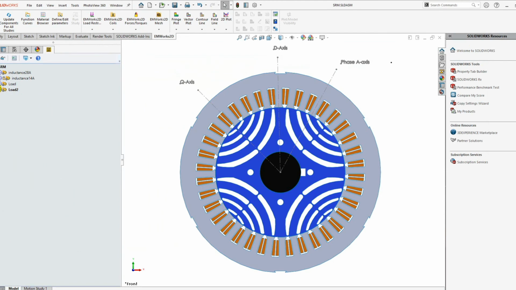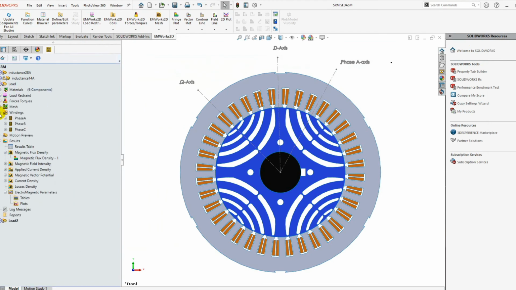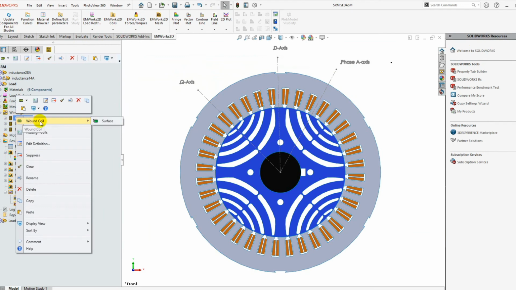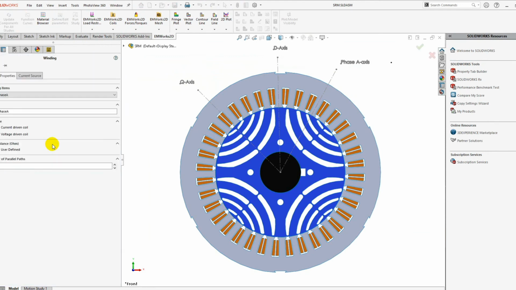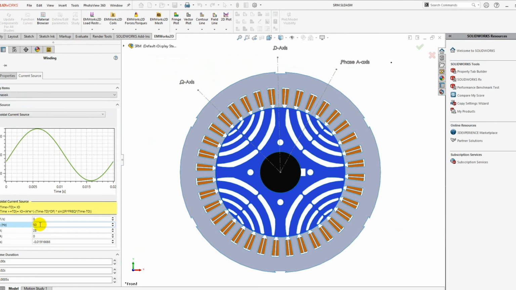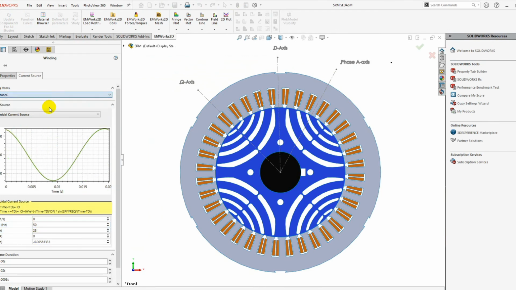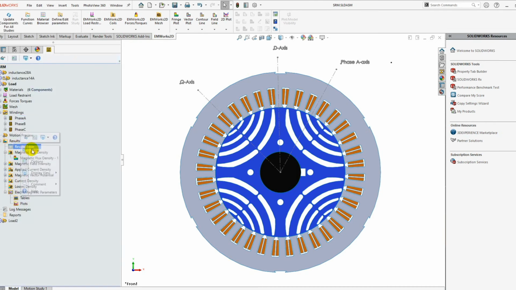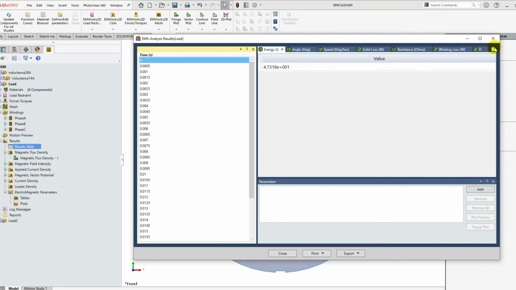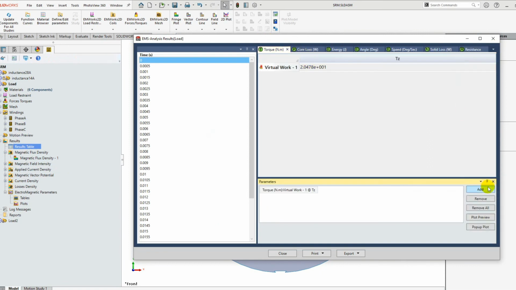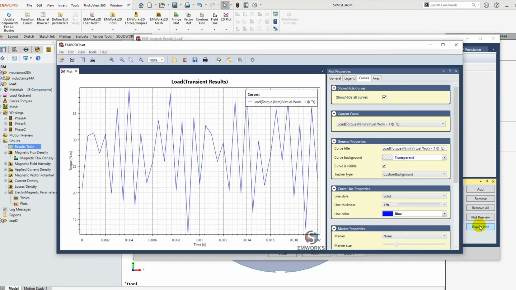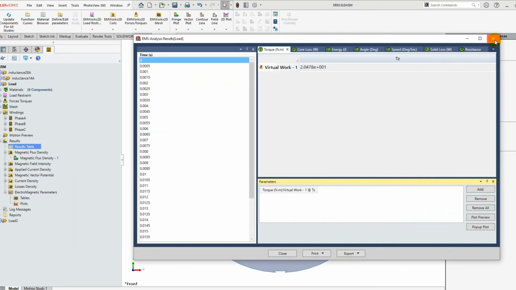For comparison purposes, we did another simulation with the same settings but with different current phase angles. Here we can see that although the current magnitude and frequency are the same, the current phase angle is different. The average torque is around 20 Newton meters. The random choice of the current phase angle produces less torque compared to the previous study. Therefore, the current phase angle should be chosen in a way to generate the maximum torque.